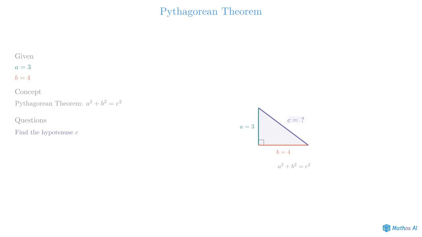Question 1. Find the hypotenuse c when a equals 3 and b equals 4. Question 2. If c equals 13 and a equals 5, find the missing leg b.